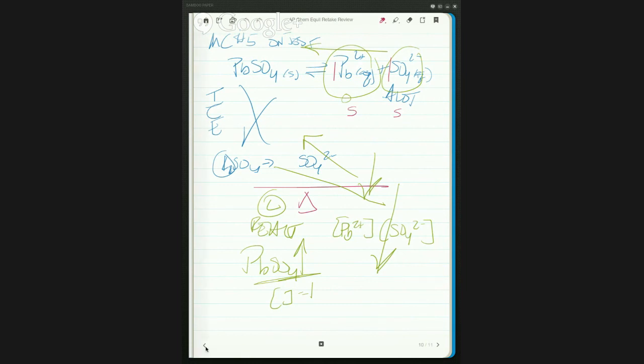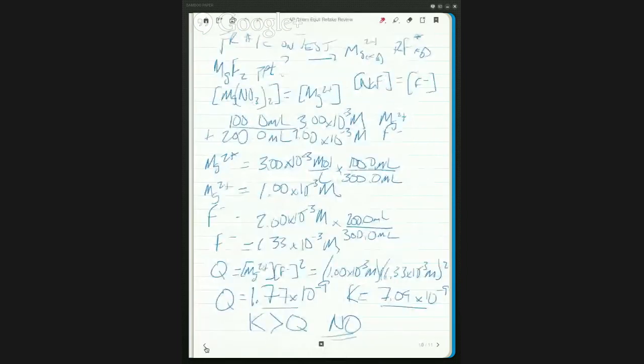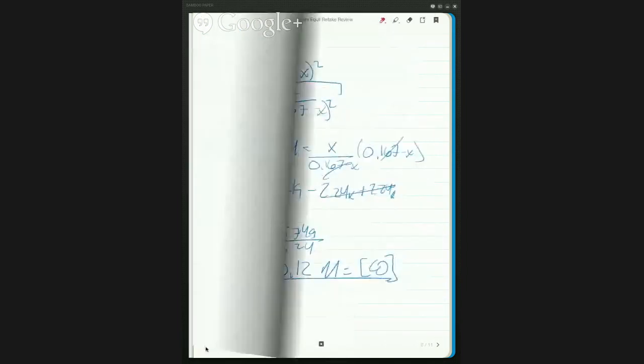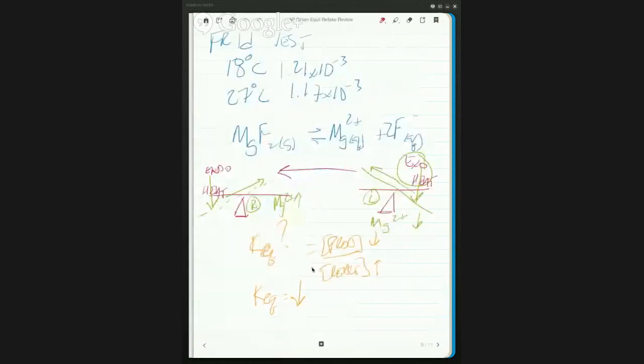Is there another problem like that I talked about? Here we go. Yeah. So you increase the temperature, and that was exothermic because it decreased the concentration of Mg2+. It shifted to the left, consuming the Mg2+ and the 2F-, and lowered the K because there were less products. Good. All right. So you guys have seen that. You can go back and listen to some of that.